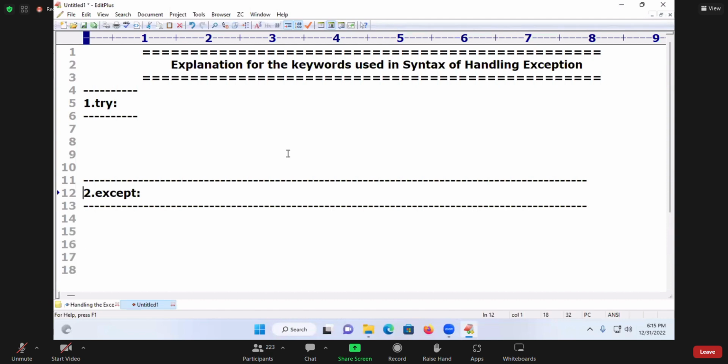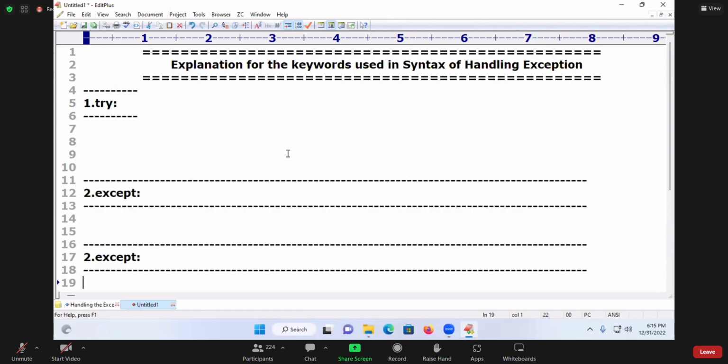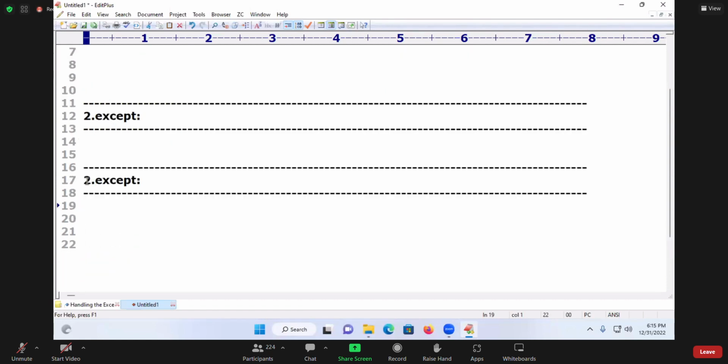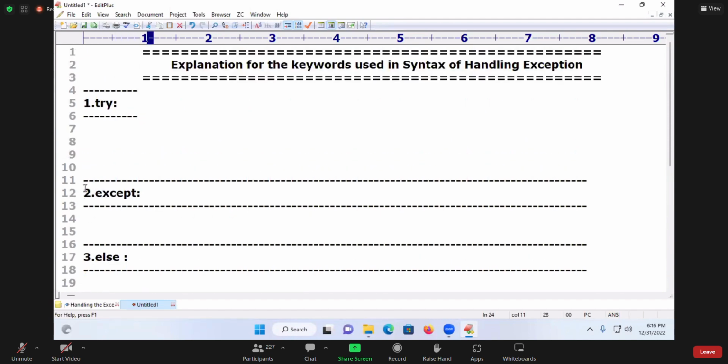In this case, here I am writing. Third one is called what? Else block. Else block I wrote. Next one is called what? Finally block. Fourth one is called finally block. So I am writing finally block.